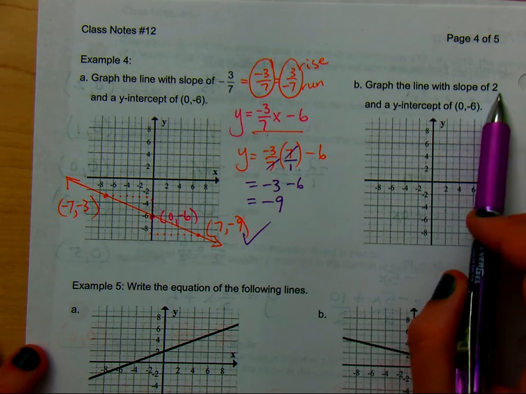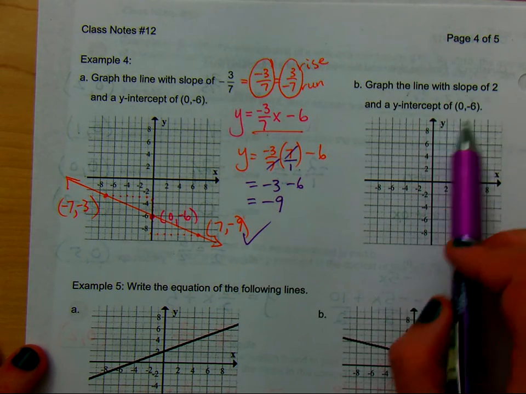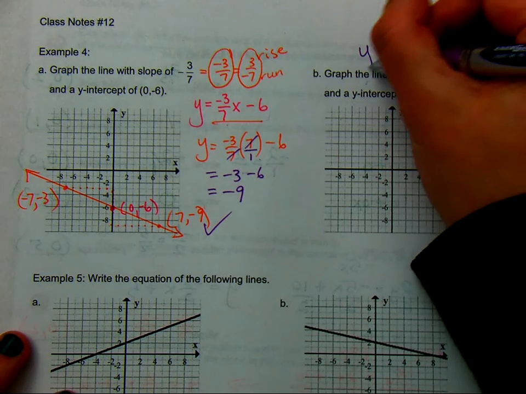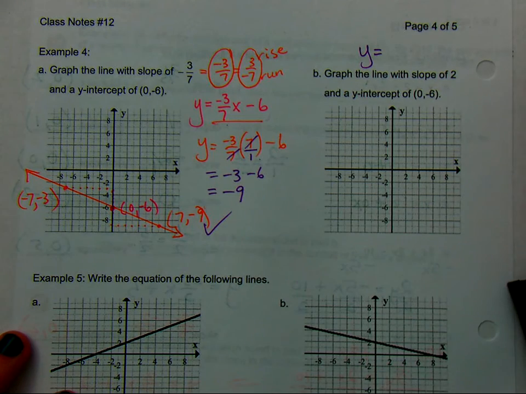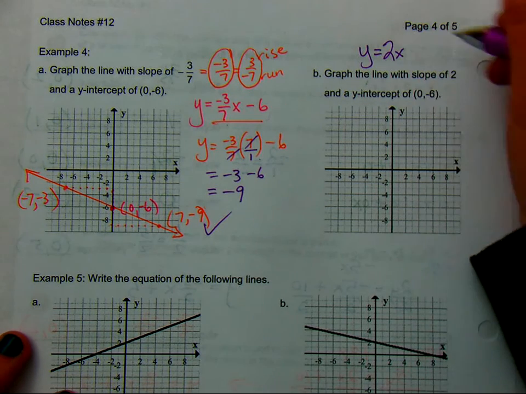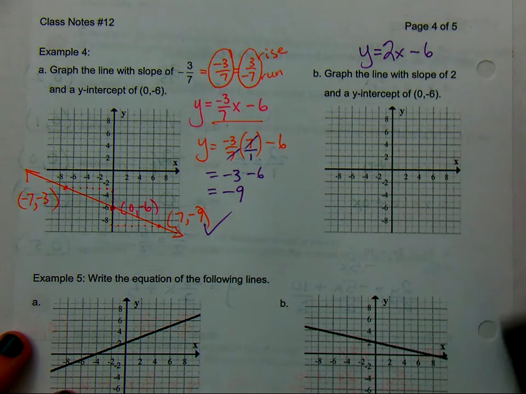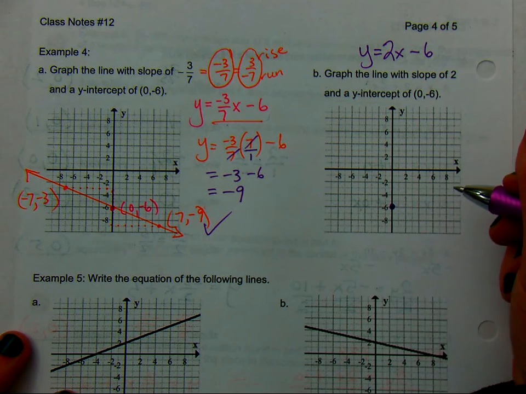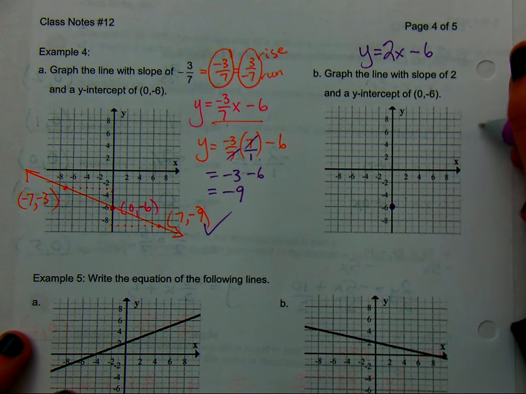Graph the line with the slope of 2 and a y-intercept of negative 6. So who can tell me the equation of that line? Start with y equals 2x minus 6, right? So this has the same y-intercept, negative 6. What's my slope? How am I going to use the slope, which is 2?